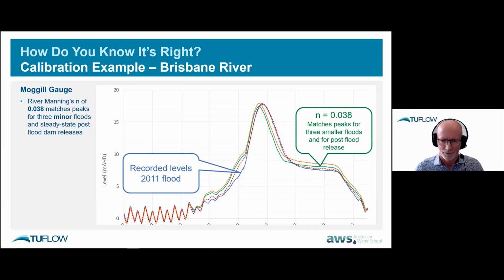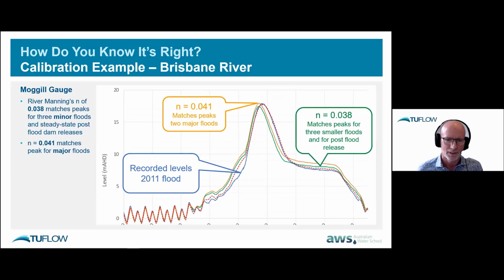So we built our first pass on the model. We ran the minor floods through, and we found we needed a Manning's N of about 0.038 to match the peaks of the minor floods. But also there are these post-flood releases, and several of the floods have this, where the releases from Wivenhoe Dam, which is about half the catchment, are just held constant. And that's another really key measurement, because they know pretty much exactly how much water they're releasing during that post-flood period. So the 0.038 matched reasonably well, a little bit higher than the blue line there.